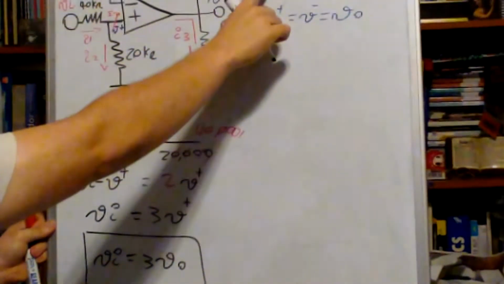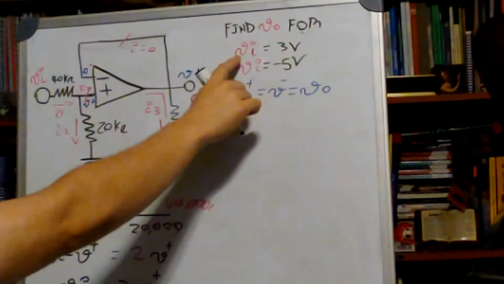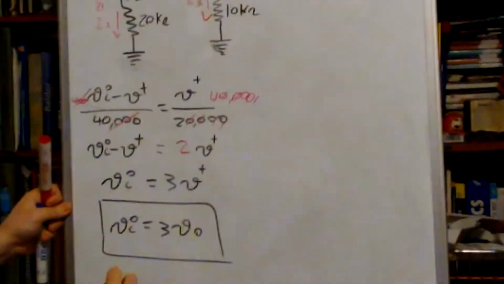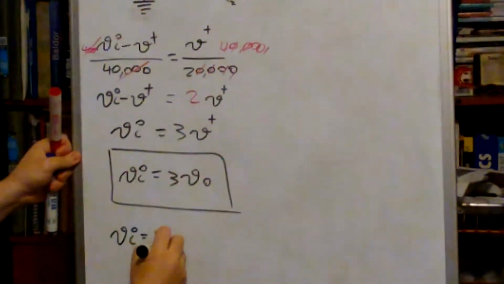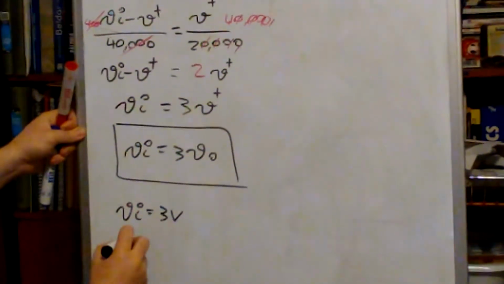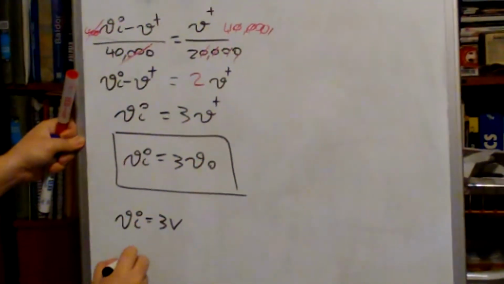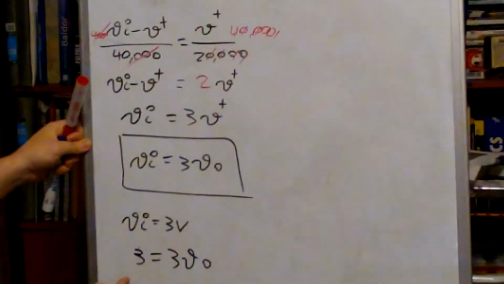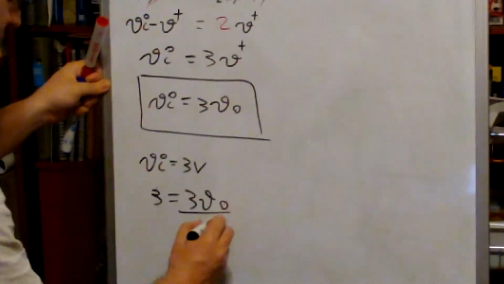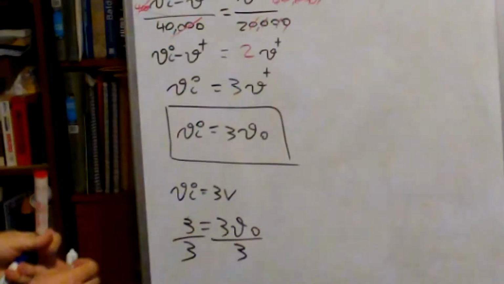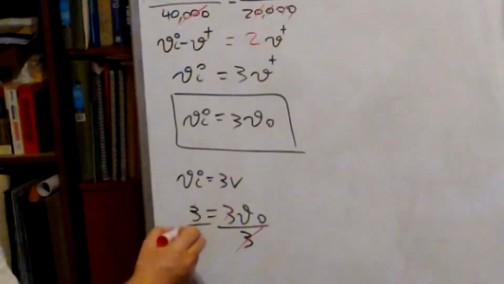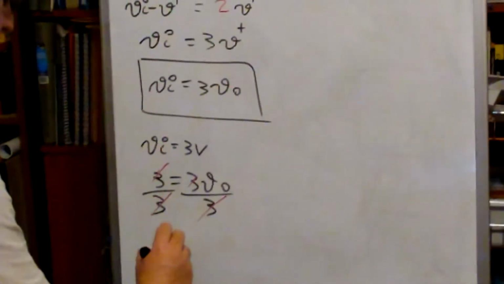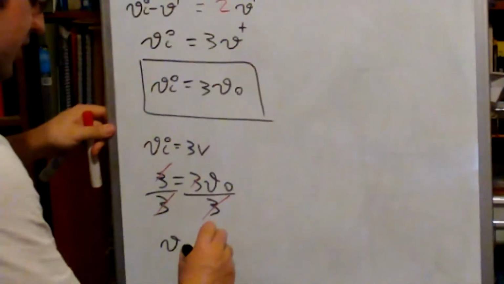So now I can plug in for the two cases we need. When Vi is equal to 3 volts, I'm just going to plug in 3. So 3 is equal to 3 Vo. And I divide 3 by 3, so I cancel out the 3's. And I get that Vo is equal to 1 volt for that case.